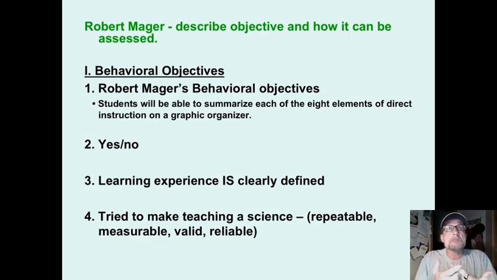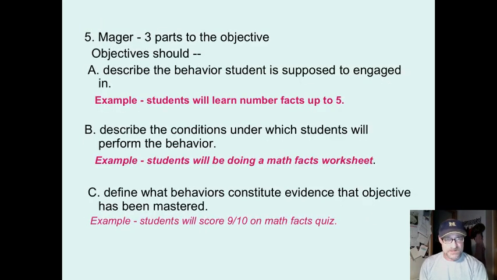In this form, according to Major, learning experience is clearly defined. When you define what must be, you eliminate what might be, however. He tried to make teaching a science, repeatable, measurable, valid, reliable. However, children are not standardized products. Teachers are not standardized products. You can't have a standardized teaching method or process. Teachers need to use what parts they feel most comfortable with.